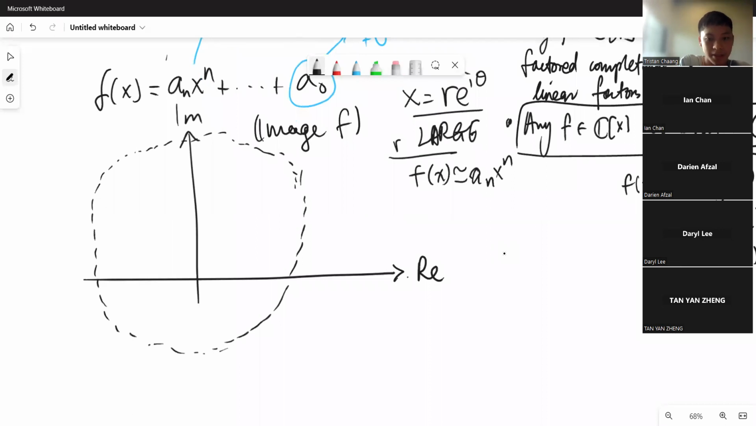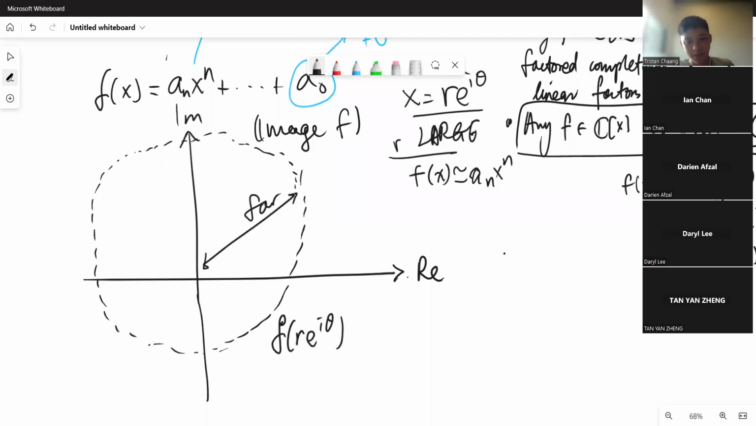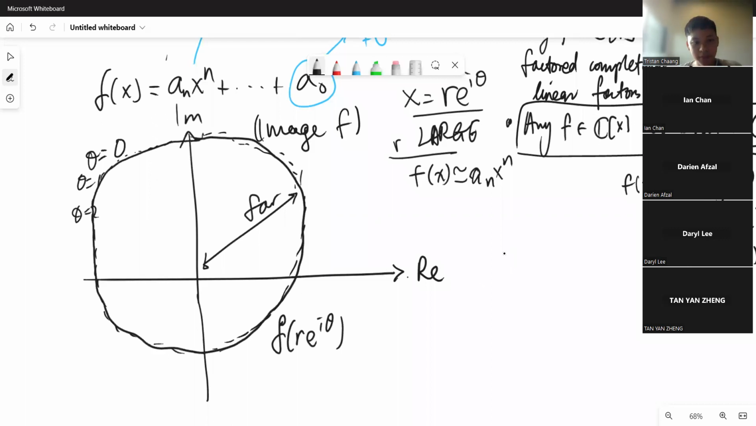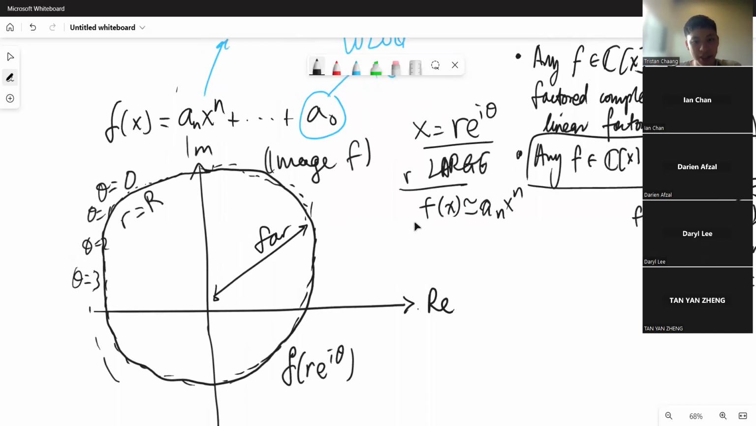So these are the points of f(r e^(i theta)), very far from the origin. I'm varying theta: here maybe theta is 0, theta is 1, theta is 2. In fact, it's continuous, so it's actually a whole curve. This curve is the very large r case, with a parametrization by theta. So that's where r is large.